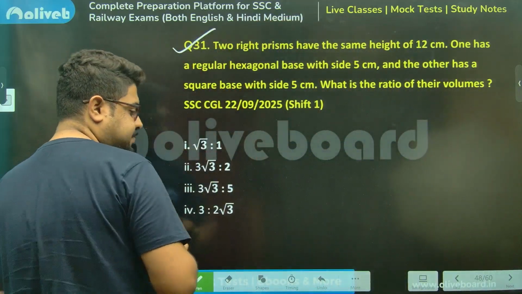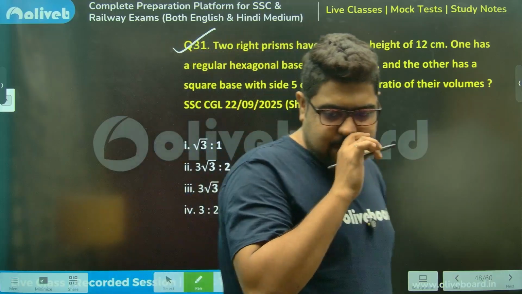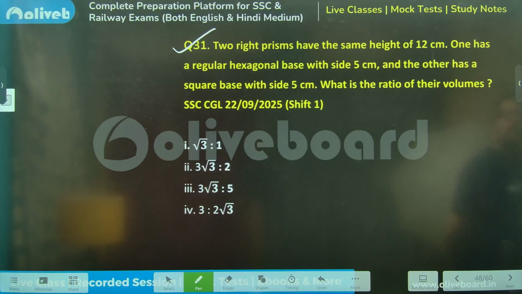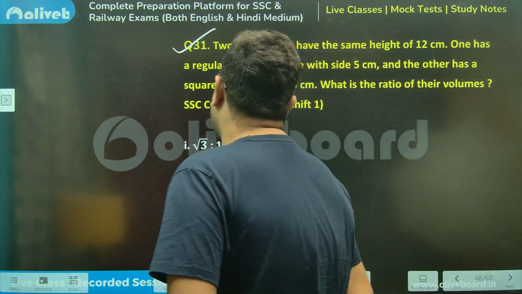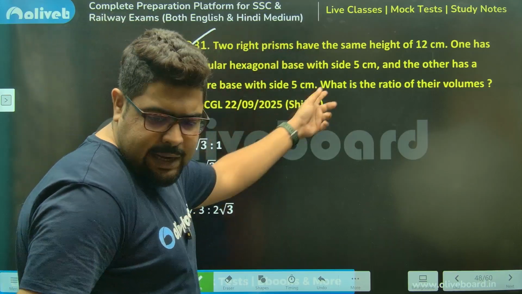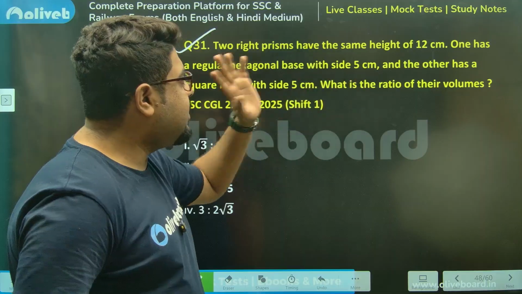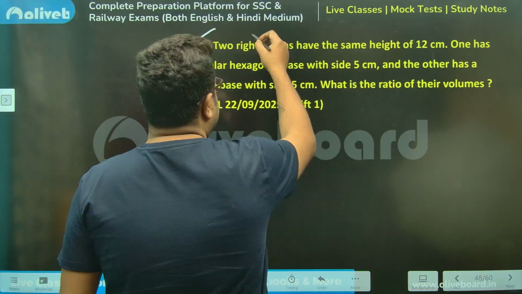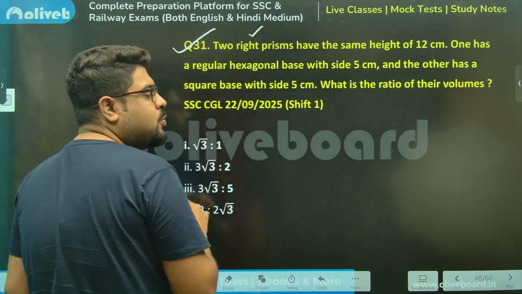Next one, please. This one, please check it. Two right prisms have the same height of 12. One has a regular hexagonal base with side 5 centimeter. The other one has a square base with side 5 centimeter. So what is the volume ratio with the same height?